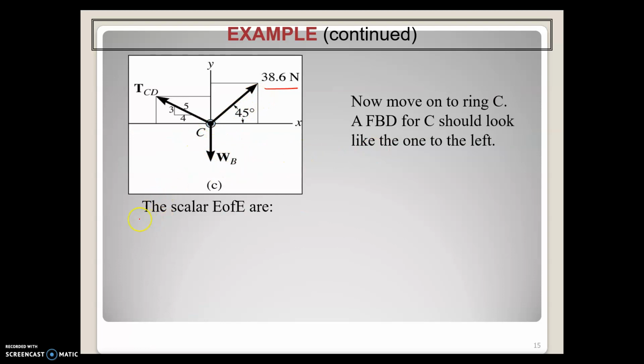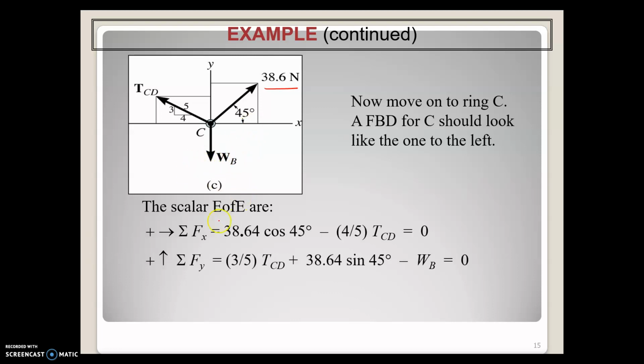What should you do? Summation of Fx equal to 0. Summation of Fy equal to 0. Write down for the Fx. You have 38.64 cos 45, minus 4/5 TCD equal to 0. Then, summation of Fy equal to 3/5 TCD, going up, plus 38.64 sin 45, minus weight B.